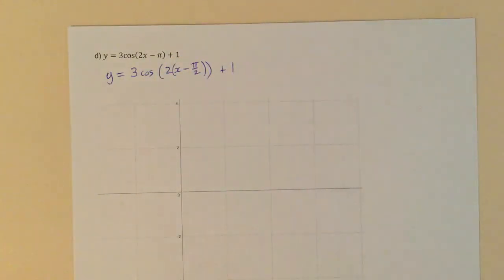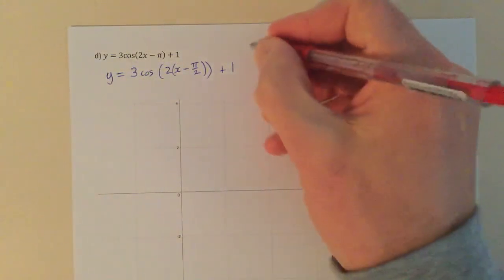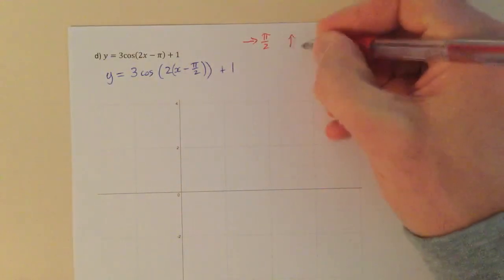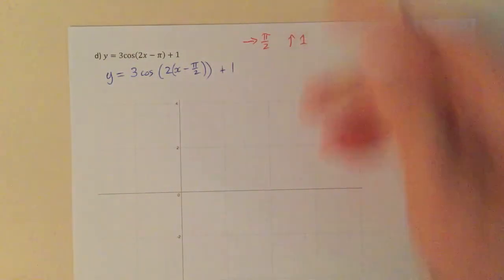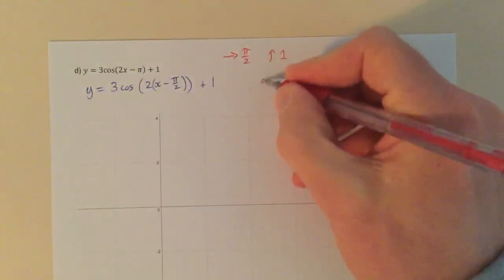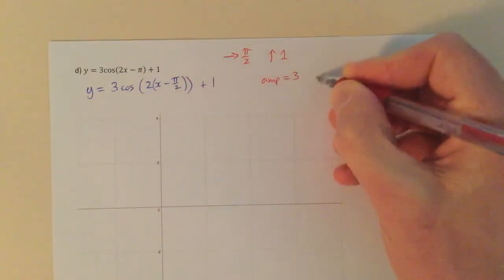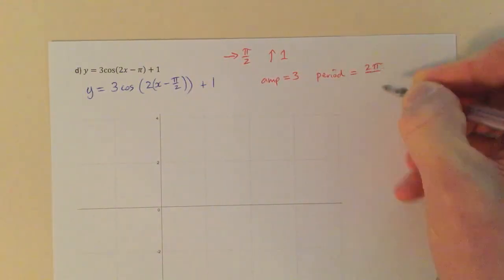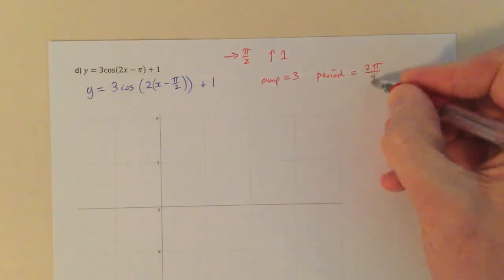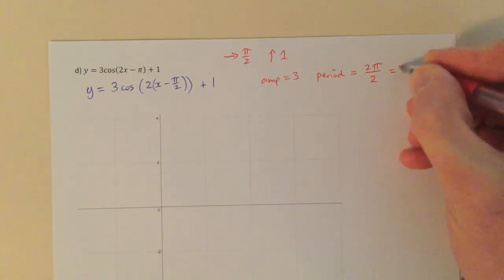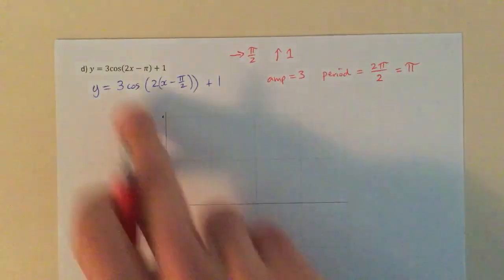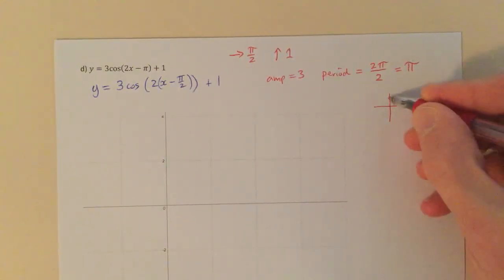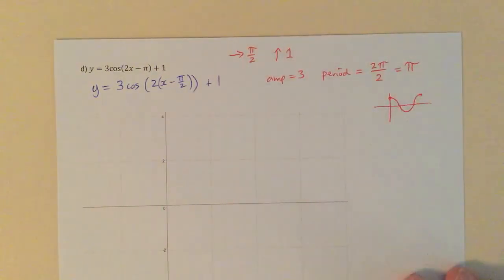So we now know that we've got a shift of pi on 2 to the right, 1 unit up. Right, the amplitude is 3. Period for this graph is 2 pi over 2. So the period's actually pi. Right, and the shape of the graph, well, it's a positive cos graph. So the shape of the graph, something like that.